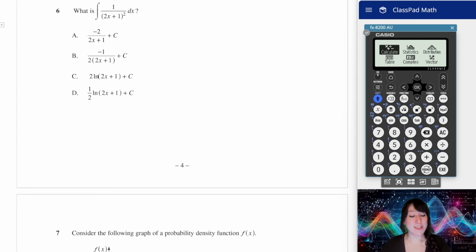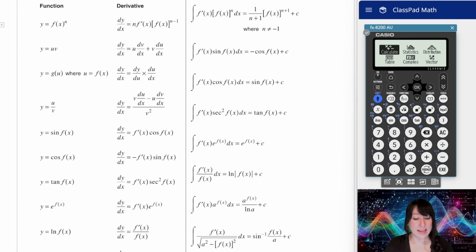Question 6. What is the integral of 1 over (2x plus 1) squared? Now, since I could write this integral as (2x plus 1) to the negative 2, I can use the power rule and reverse chain rule to do this integral. If you need to remember how to do that, you can look at the reference sheet. So we're going to be looking at this rule here, which is the reversing of the power rule and chain rule.